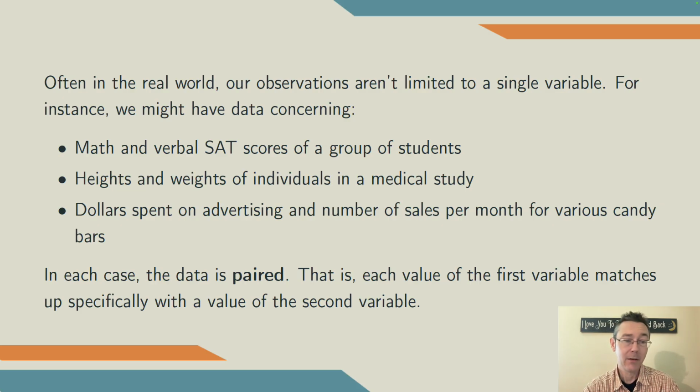For instance, we might have math and verbal SAT scores for a bunch of students. So each observation includes a student's math and verbal score. Heights and weights of individuals in a medical study, dollars spent on advertising, and numbers of sales per month for various candy bars. Again, in each case, values between the two variables match up with one another exactly.